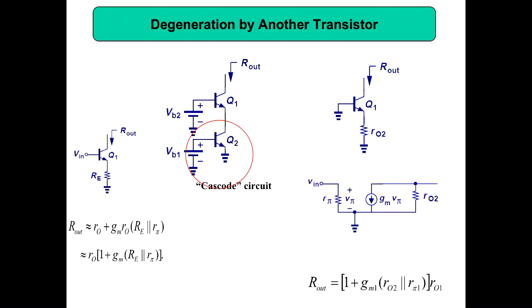Then R out is equal to 1 plus gm1. So we are going to substitute in the equation: 1 plus gm1 RO2 parallel R pi 1, times RO1. Because now what you are doing is, instead of RE, you are going to substitute RO2. And then instead of RO, you are putting RO1.